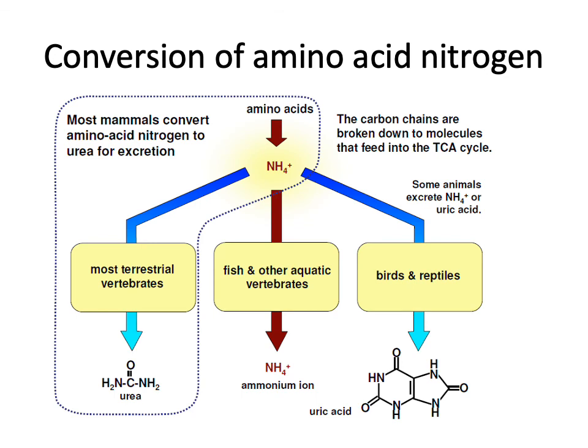So again, most mammals, including humans, get rid of nitrogen by formation of urea, but some other animals, particularly fish and some aquatic vertebrates, can get rid of free ammonia directly. Birds and reptiles make uric acid, shown here in the bottom right corner, which is a derivative of purines, which are found in DNA and RNA.